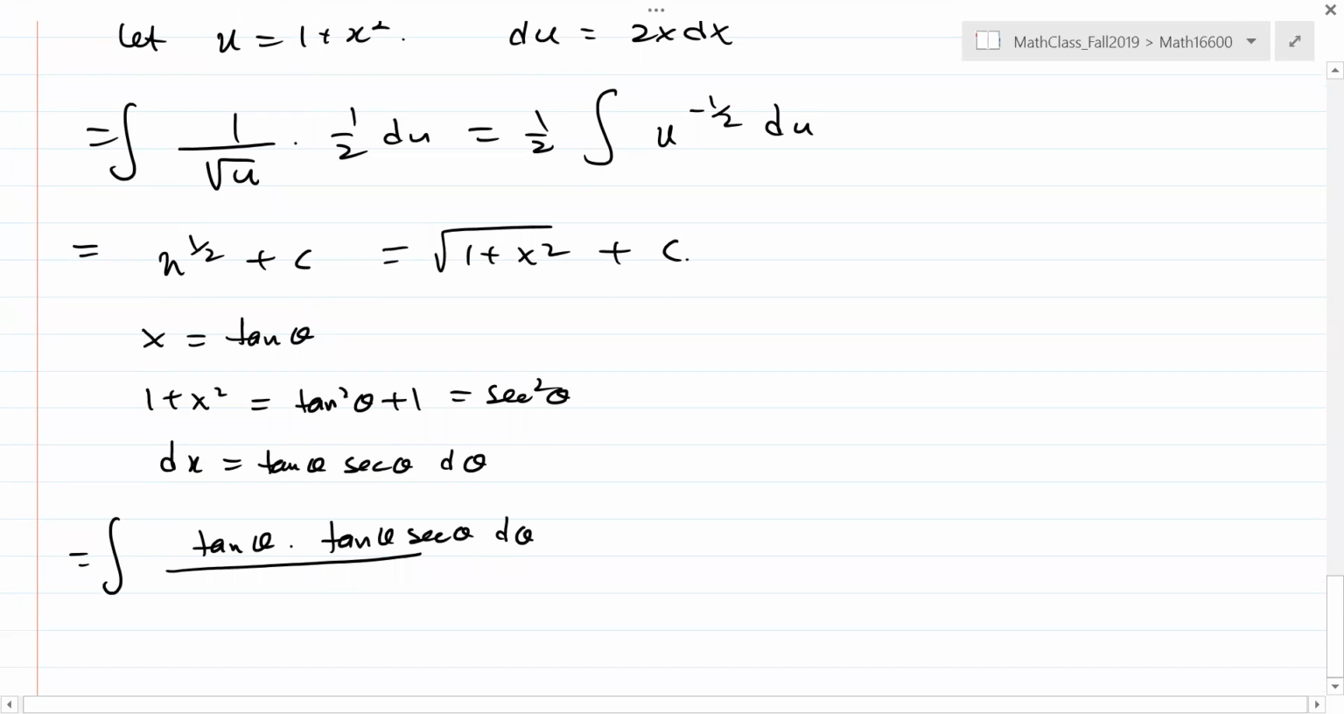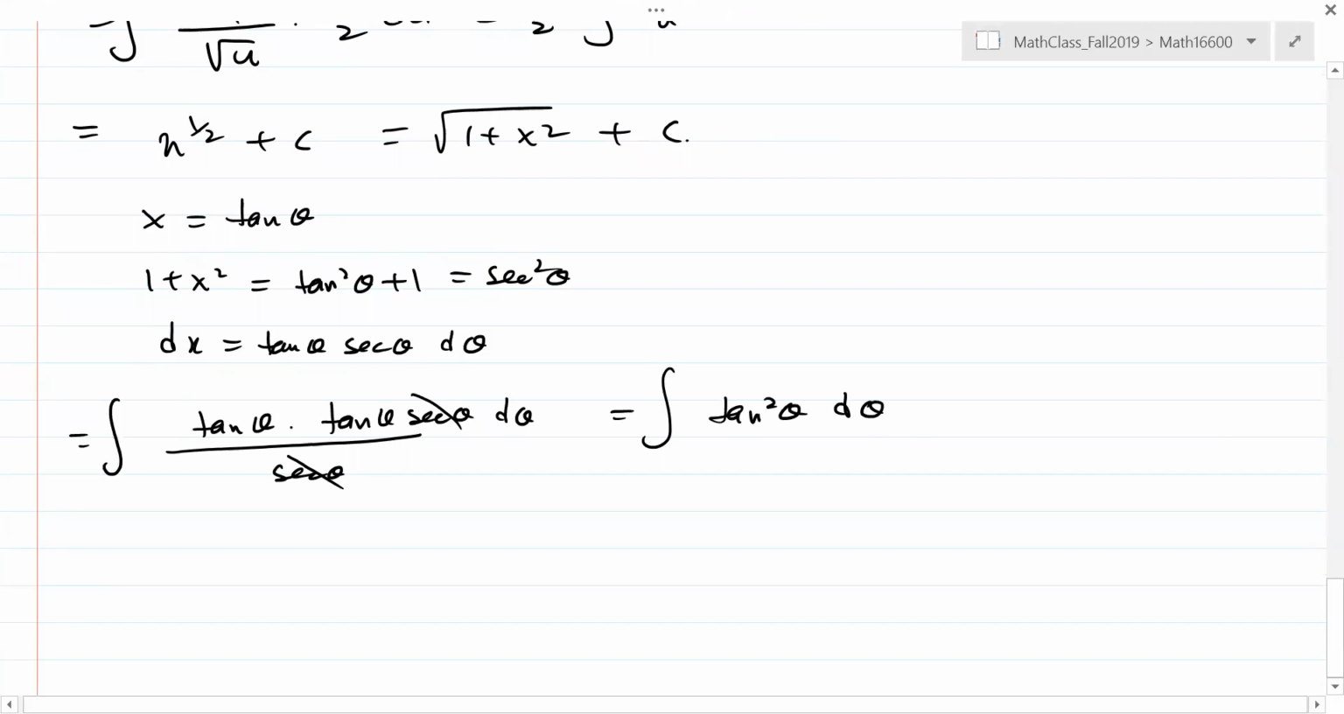Then the denominator is going to be square root of 1 plus tangent square theta, which is secant theta. So secant theta cancelled out. You will get tangent square theta d theta. Now, question: how do you evaluate this? But tangent square theta is related. I know the derivative of tangent, not tangent theta.